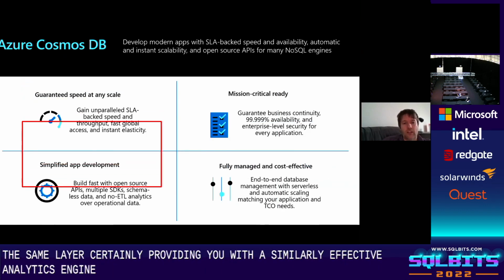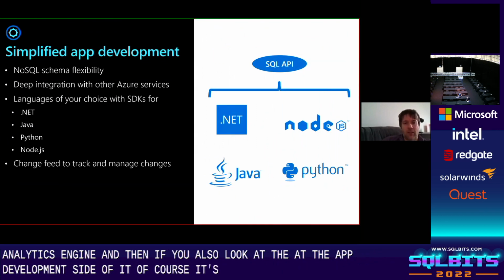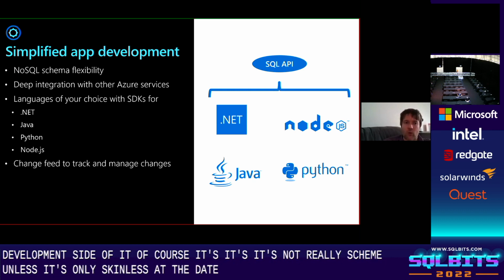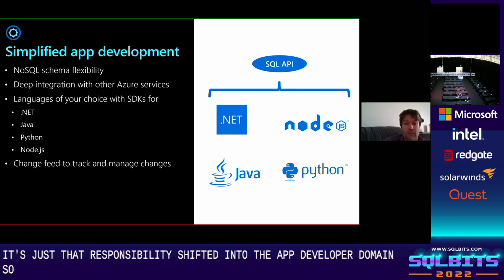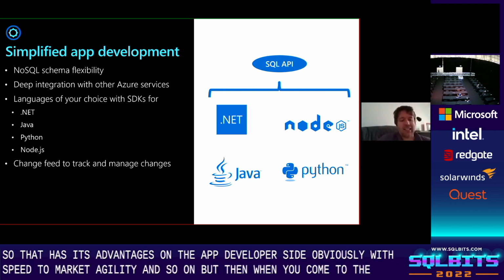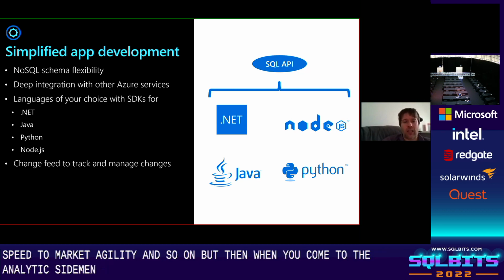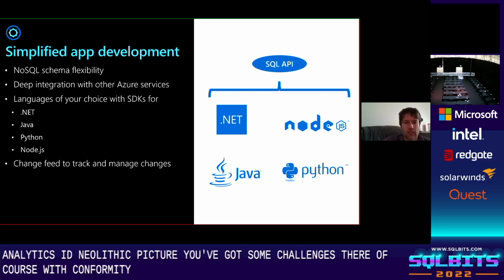And then if you also look at the app development side of it, of course, it's schemaless. Of course, it's not really schemaless. It's only schemaless at the database level. There's always a schema. It's just that the responsibility is shifted into the app developer domain. That has its advantages on the app developer side, with speed to market, agility, and so on. But when you come to the analytics side, you've got some challenges there with conformity and consistency with respect to the data.